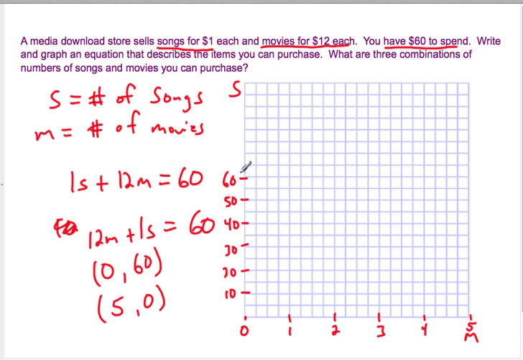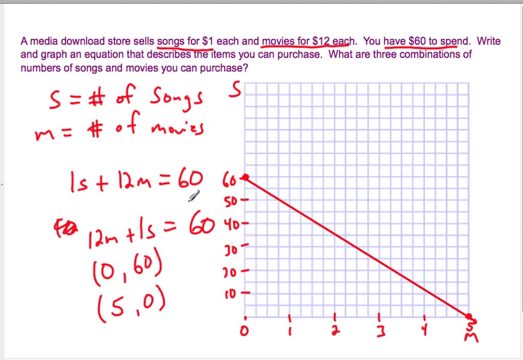So we're going to make our mark at 0, 60, and that's right here. And then 5, 0, and that's right here. And then we just need to get a line from here all the way to here. And we've got our graph. So now that I've finished that, I'm going to go back and reread the problem here, make sure everything looks good. Sells songs for $1 each, so I can get 60. Movies for 12, I can get 5. Write and graph an equation. So here's my equation, and I graphed it.